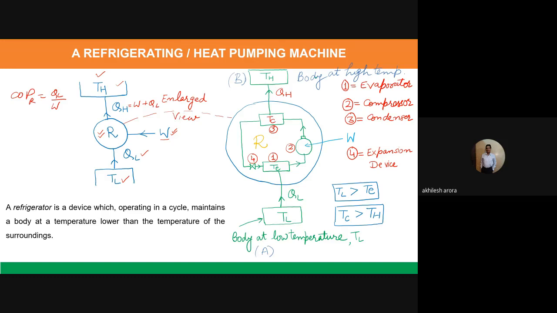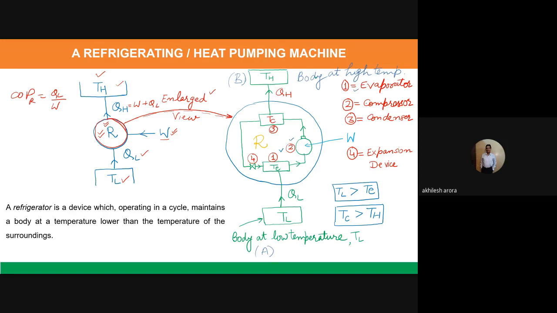Now we would like to know what is inside this circle, I mean to say this refrigerator. What components are required to make a refrigerator work? Here I have enlarged this circle, and you can see there are four components comprising the refrigerator. Number one is the evaporator.